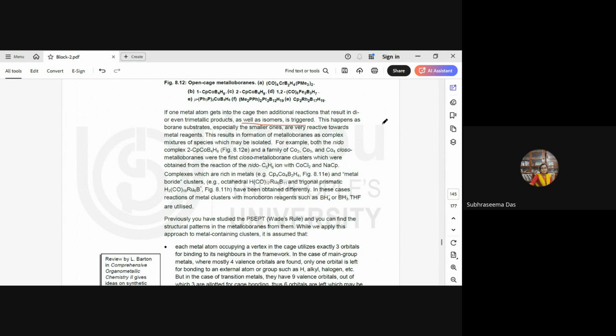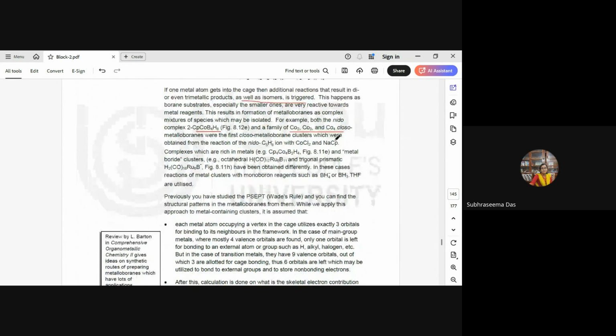For example, both the nido complex CpCoB4H8 and a family of Co2, Co3 and Co4 closo-metalloboranes were the first closo-metalloborane clusters obtained, from the reaction of B5H9 with CoCl2 and NaCp. So this is why we cannot control the formation of the mixture of metalloboranes by this process.